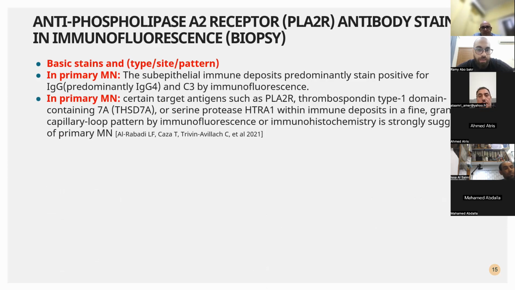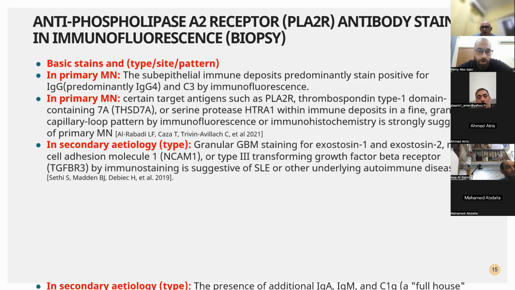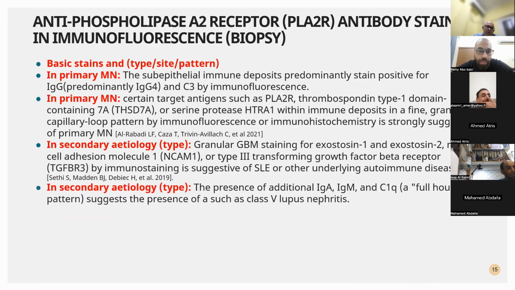There is staining for anti-phospholipase A2 receptor available in the market, but there are other antigens that can be screened, and they are also associated with primary membranous, like thrombospondin and serine protease. But in secondary membranous, other antigens can be screened, like exostosin 1 and 2, neural cell adhesion molecule, and type 3 transforming growth factor. But most of them are not available in all histopathology labs, only in expert labs, and they are usually seen in membranous secondary to lupus nephritis.